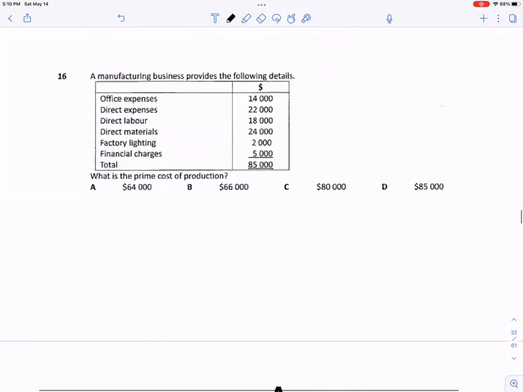Prime costs. Office expenses, where will they come? They will not come here; they will come in the income statement. Direct expenses, 30. They've given direct labor, direct material. This is factory overheads and this will go in the income statement. What is the prime cost?